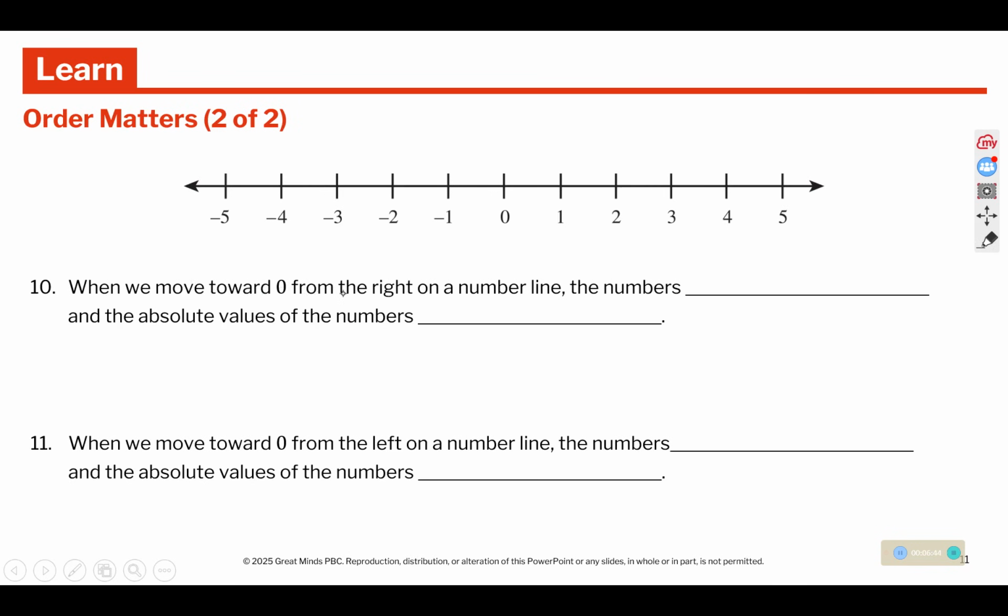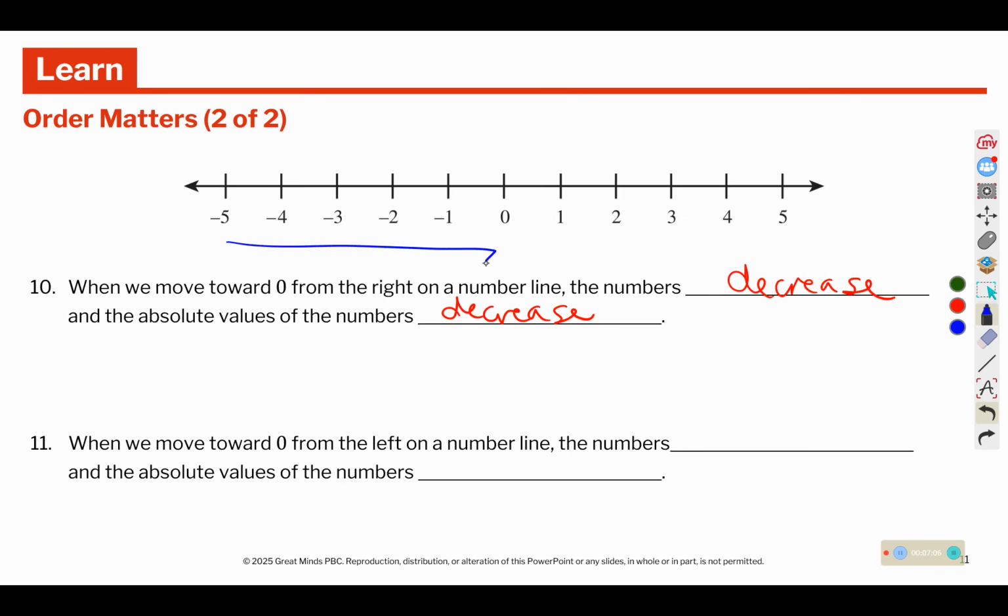So it says when we move towards 0 from the right on the number line, the numbers decrease. 5, 4, 3, 2, 1, that gets smaller. And the absolute values, 5, 4, 3, 2, 1, decrease. But as we move towards 0 coming from the left side, the numbers themselves increase. Negative 5, negative 4, negative 3, negative 2, negative 1, 0, that's increasing. But their absolute values, 5, 4, 3, 2, 1, still decrease.